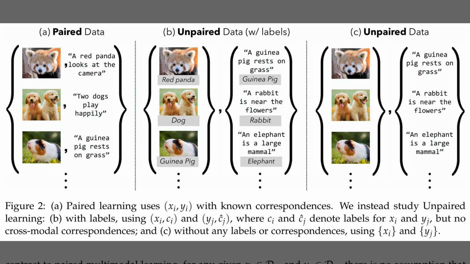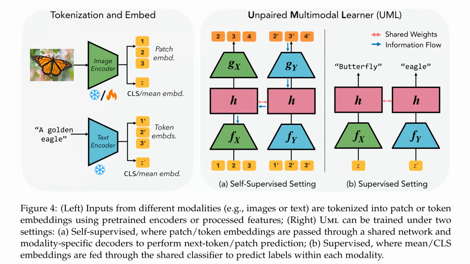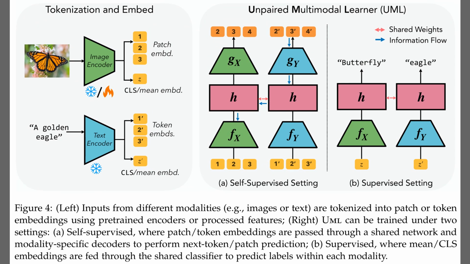Figure 2 contrasts the data regimes that feed it. Figure 2 presents 3 panels that define paired versus unpaired setups, which clarifies why correspondences are not required. Panel A illustrates paired learning, where each image has a matching text description. Panel B depicts unpaired data with labels, so images and text carry class tags but lack cross-modal matches. Panel C presents fully unpaired data without labels, emphasizing that the method still learns a shared embedding despite no alignments at all.